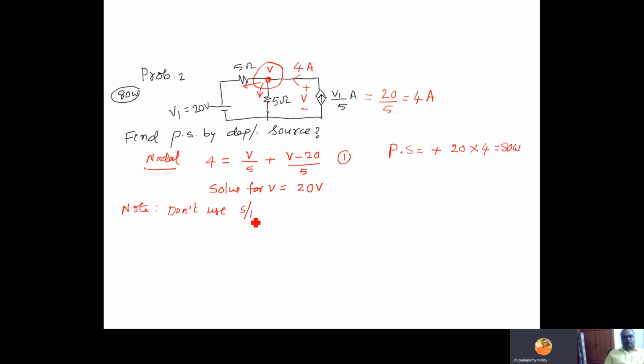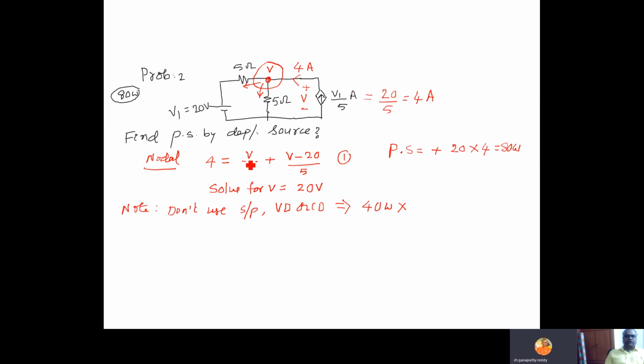Don't use series parallel and voltage division or current division. The common mistake is students think that this is giving current of 4 amps. So 5 parallel, then 2 will go this side, 2 will go this side. 2 into 5 is 10. Then V equal to 10 into 4, 40. So if you solve like this, you will get answer 40. This is wrong if you use current division.